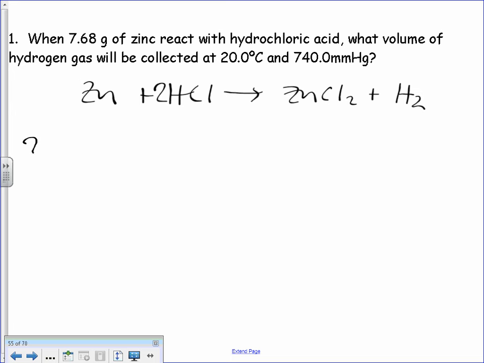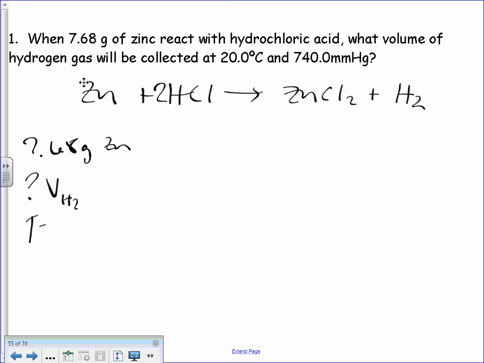We have 7.68 grams of zinc reacting. Is this able to be put into a gas log? No, why? First of all, it's grams, but second of all, it's not a gas. Do not put non-gases into gas logs. It is a solid metal. We'll convert to that later. What volume of hydrogen gas? It's nice to label the volume of what you're talking about, because then it will always remind you what you'll be finding in a second.